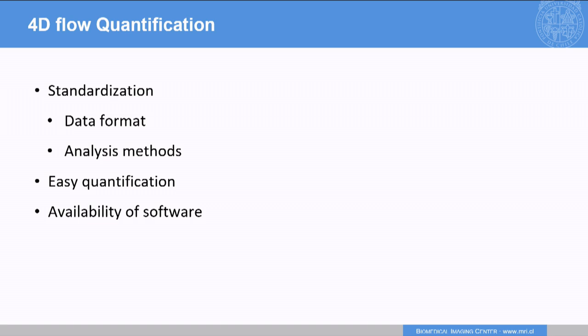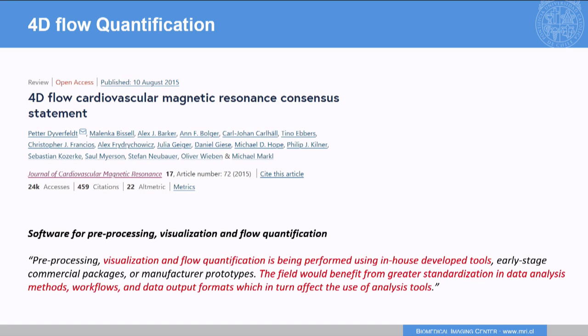But likely, some of the companies have already, and actually the same conclusion came out in one of the first consensus statements for the 4D flow paper, and they say that visualization and flow quantification is being performed using in-house developed tools. I have to read that: the field, they say, would benefit from greater standardization in data analysis methods, workflow, and data output format, which in turn affect the use of analysis tools.